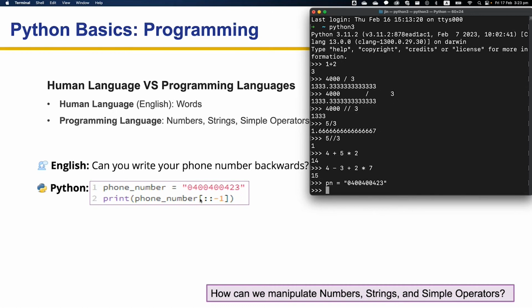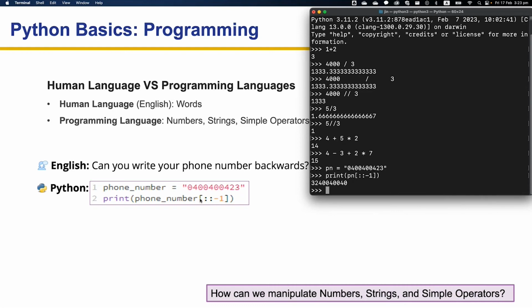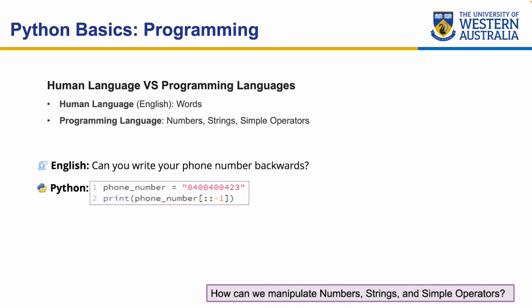And the things that we put inside quotation marks are what we call strings. Anything you put inside quotation marks will become a string. There will be more details about strings in later videos. You can have a look now if you want. And then we have print, phone number, some sort of bracket, some dots and a minus one, and enter, and that prints the numbers backwards from the string. Exactly how did that happen? You don't have to understand it now because we will cover in detail what strings are, what these square brackets and round brackets do, and so forth. But this is just to show you how we can easily manipulate numbers, strings, and simple operators using Python.